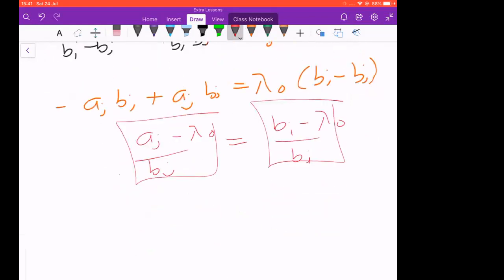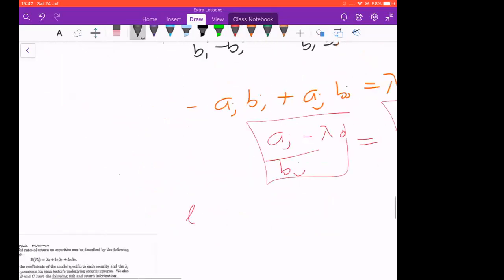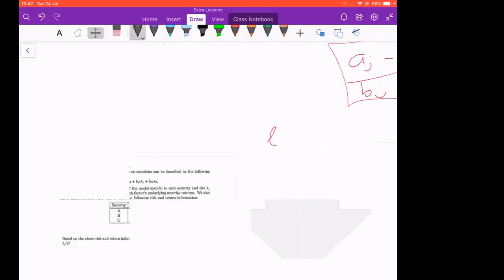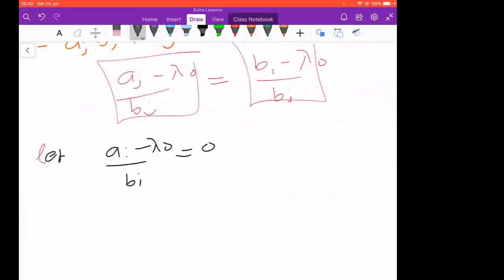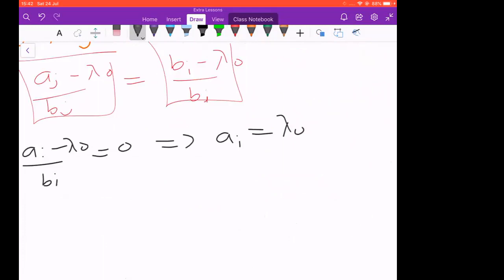So anyway, I'm gonna use a bigger pen. Let's say you let AI minus mu 0 equal BI times C equals 0. If this is the case, then your intercept is gonna be equal to lambda 0 plus BI times C, where C is basically this thing over here.